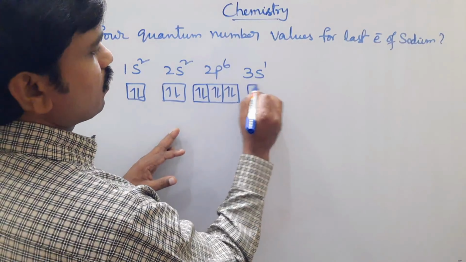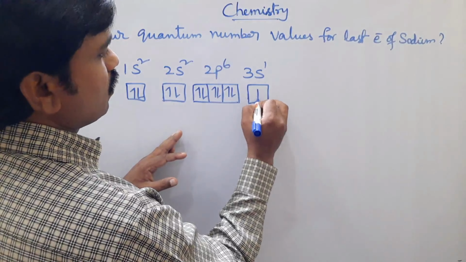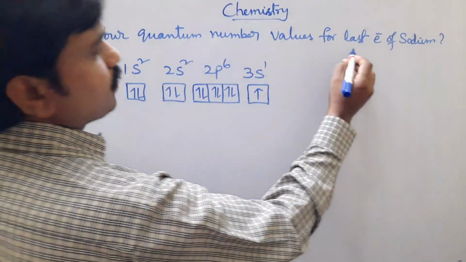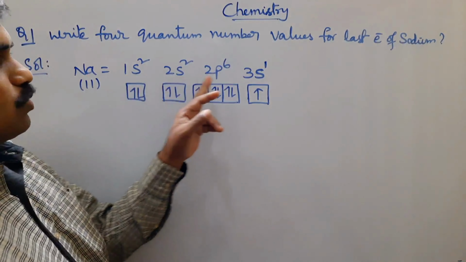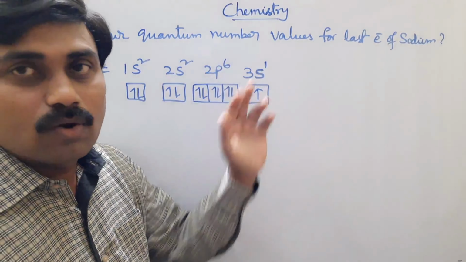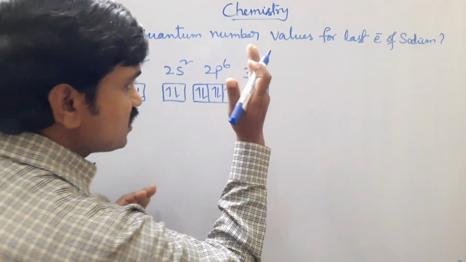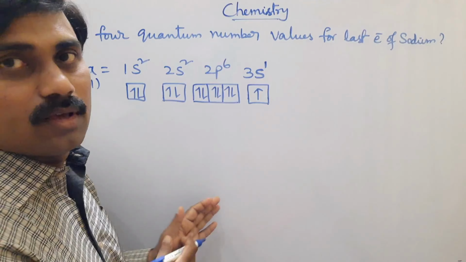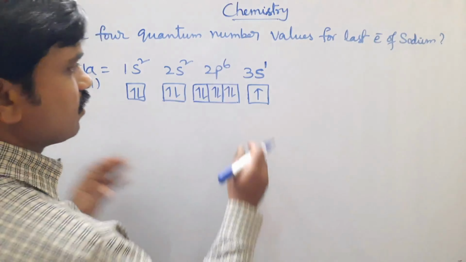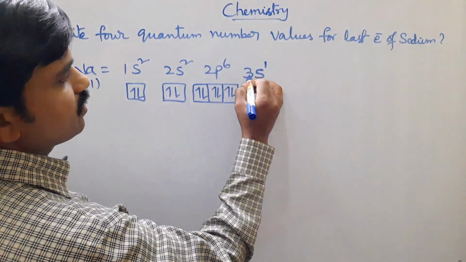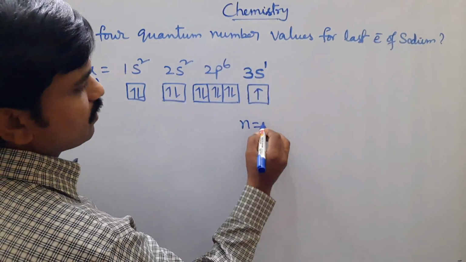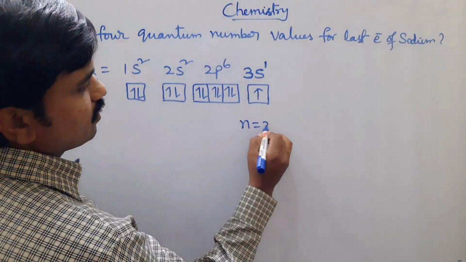And now the question: values for the last electron of sodium. Sodium has only one electron in its last shell. Last electron means 1s2, 2s2, 2p6, 3s1. This is the last electron. That's why we have to write four quantum number values for this 3s1 subshell electron. For this 3s1, how much is the n value? 3 is there. That's why n value is 3. Principal quantum number n value is 3.